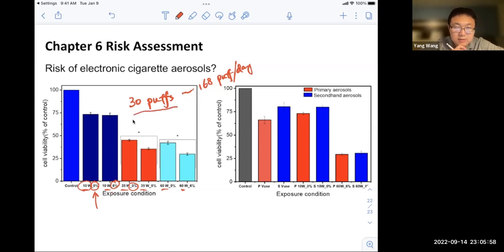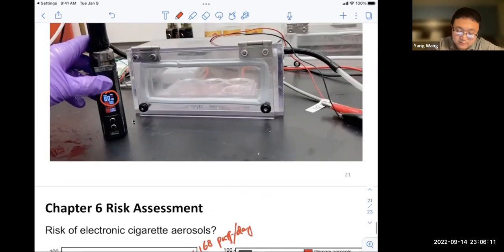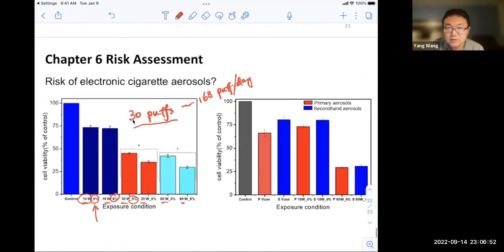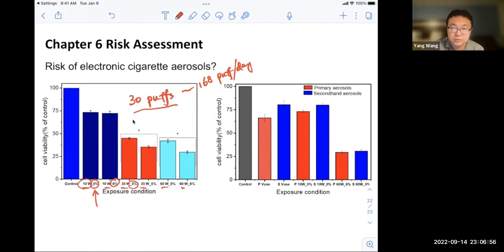30 puffs. So basically here, one thing we also need to do is interpolate the dose to the actual human body, because right now we're just depositing these aerosols onto a small area of the cells. In terms of this area, it might be just, let's say, 20 centimeters squared. And if you compare that to the entire area of a human lung, that is close to 1 meter squared, which is much, much larger than 20 centimeters squared. So we're actually depositing a large amount of these aerosols onto the cells. So we need to further do a dose interpolation to see how the realistic dose of the e-cigarette aerosols can kill the human cells.